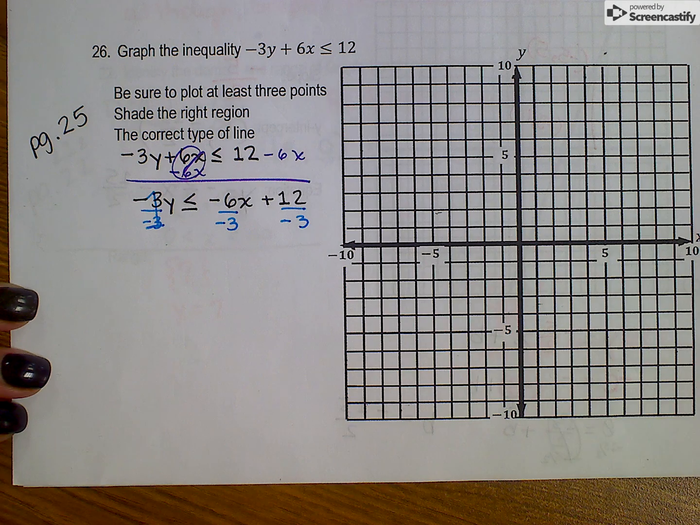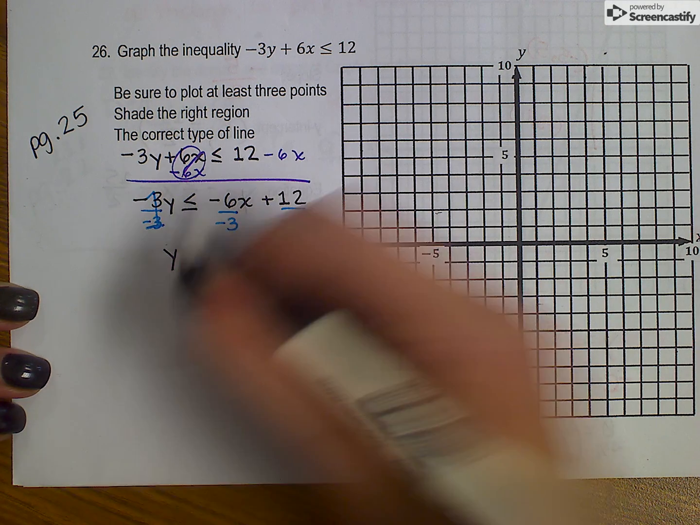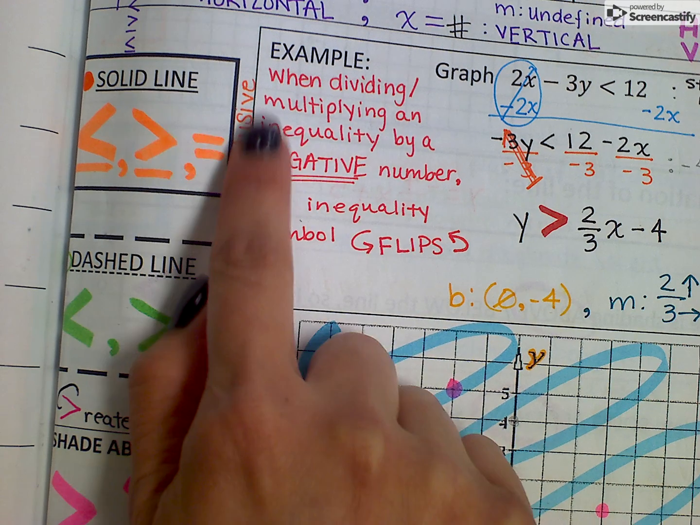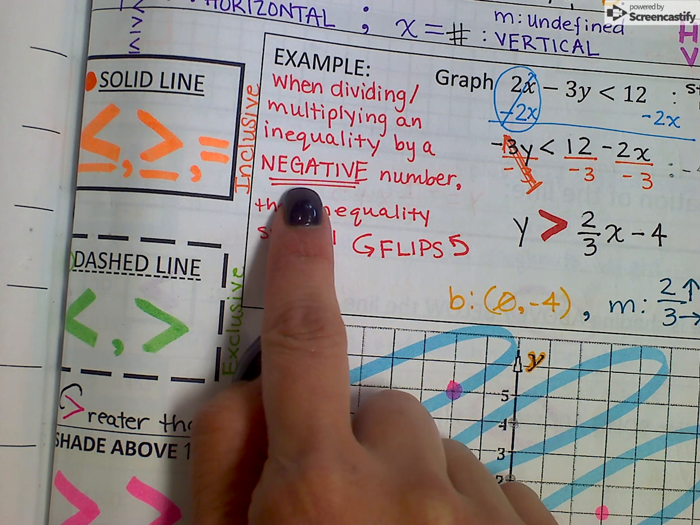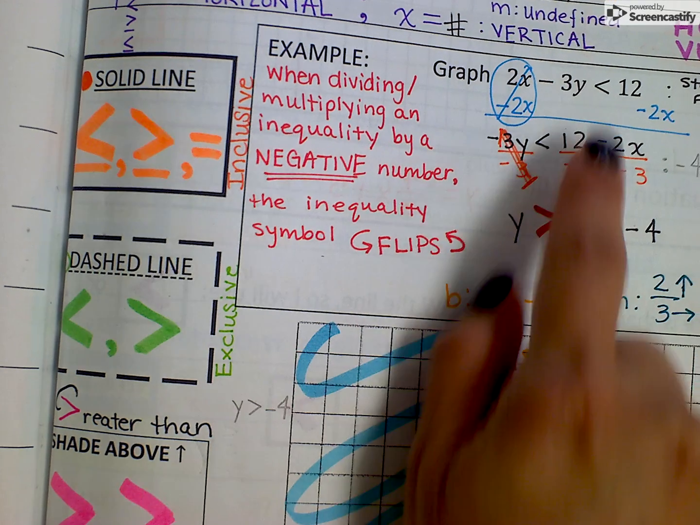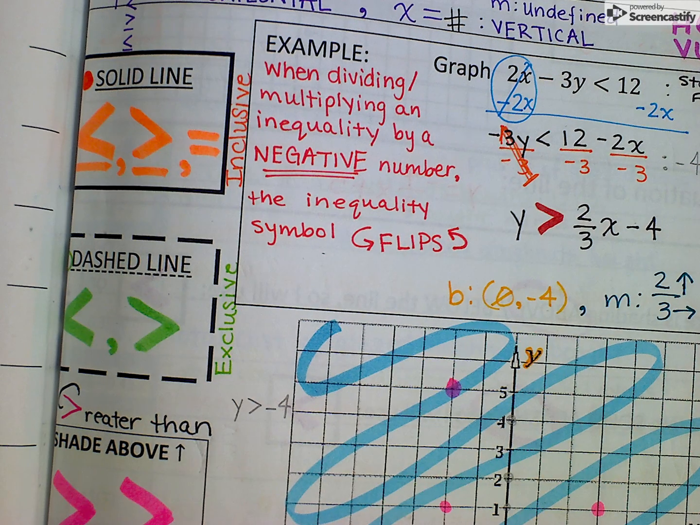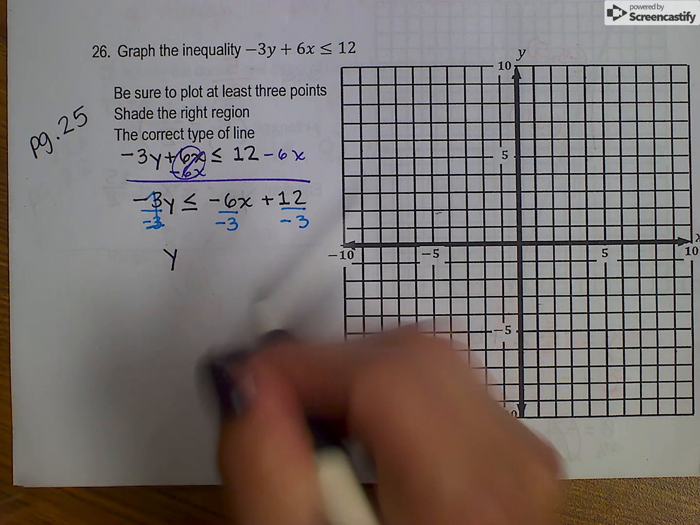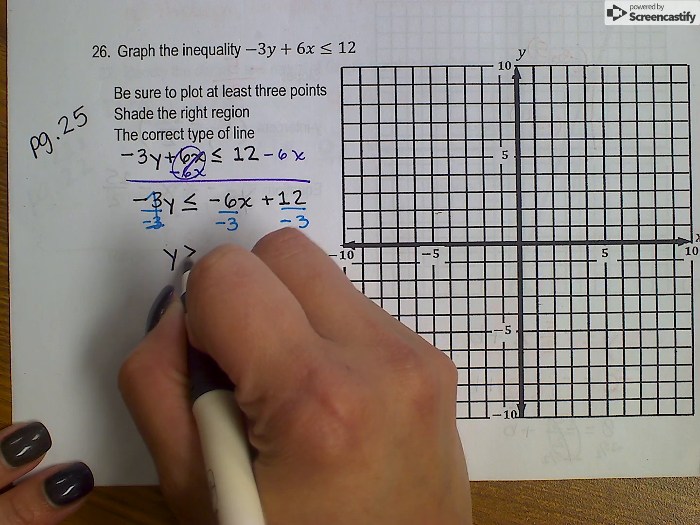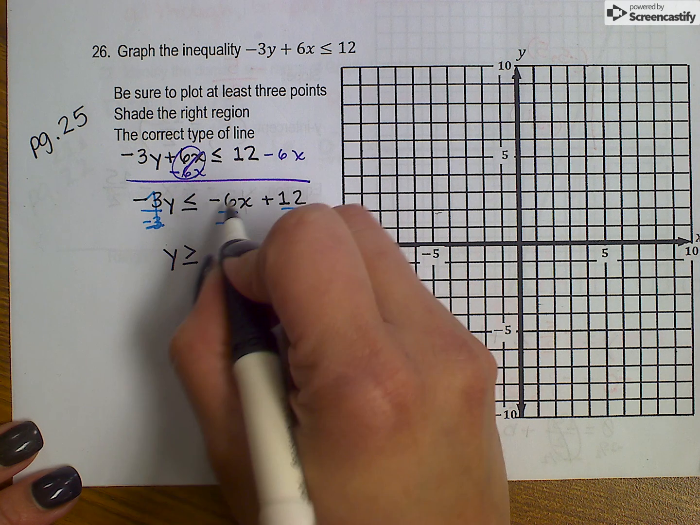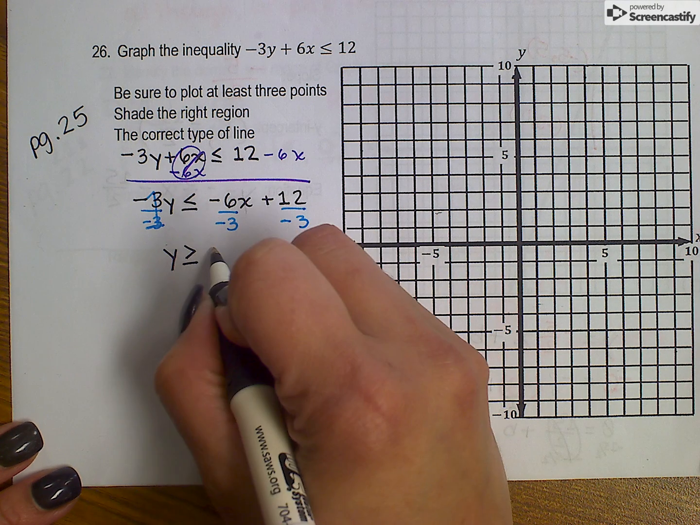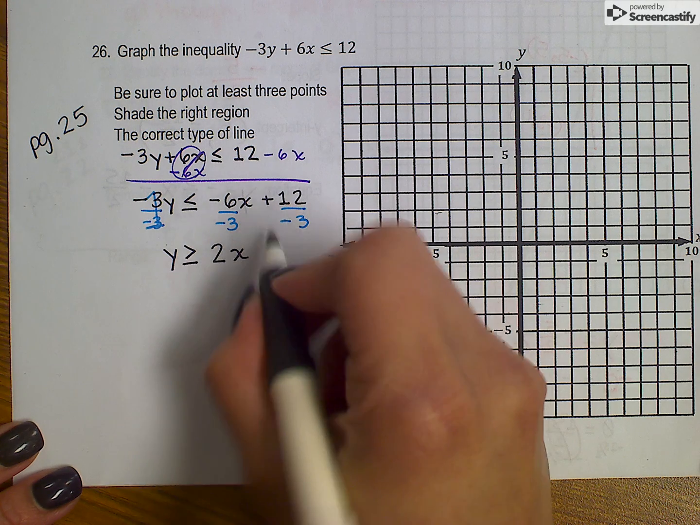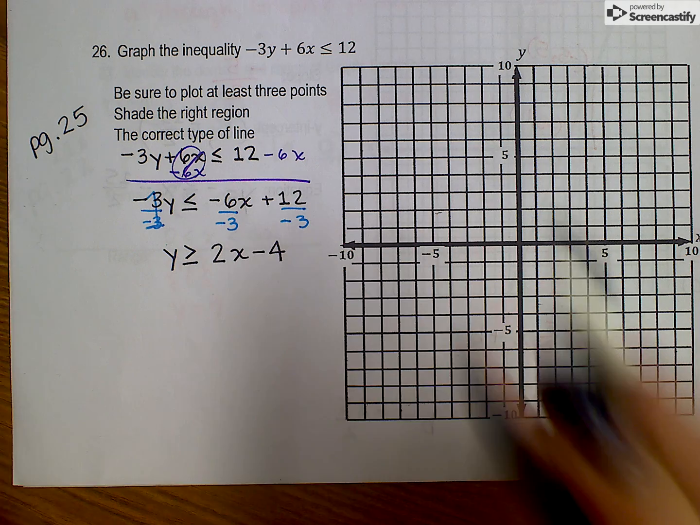reducing that to 1. Then I'm left with y, although do recall, anytime you multiply or divide an inequality by a negative number, the inequality symbol is going to flip around, just like we had in our example. So, since I divided by negative 3, my less than or equal to symbol will become a greater than or equal to symbol. 6 divided by 3 is 2. Negative divided by negative is positive. X minus 4.